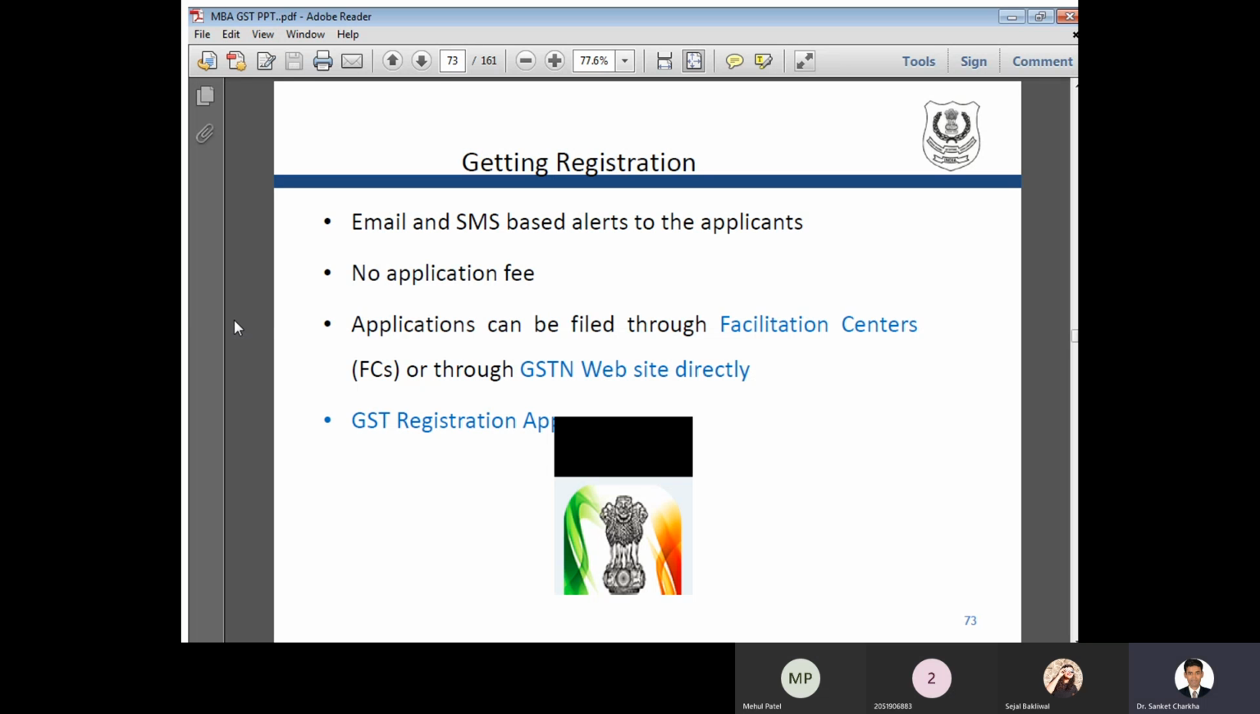Email and SMS based alerts to the applicants. The government has provided a certain feasibility or option with respect to the facility of email and SMS. Whenever you are getting your business registered with the GST authorities, you have to submit an email address and a 10-digit mobile number, and accordingly all the updates or information regarding government decisions, rules and regulations will be communicated to you on the email and the mobile number that you have provided via SMS and email facility.